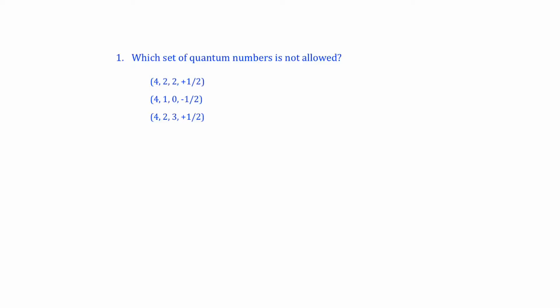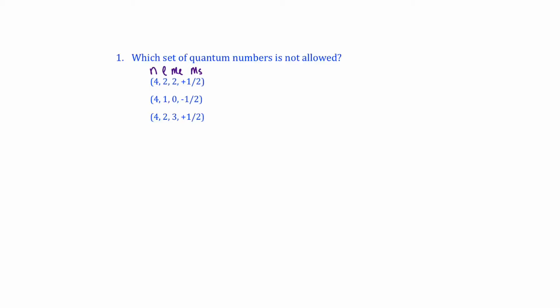Hopefully you took a minute to go through that and identify whether any of these were not allowed. So let's just go through these step by step. Remember the ordering here. These represent your n, your l, your m sub l, and your m sub s quantum numbers. That's the order we're representing those, and it's always going to be that order. So we have our first set of 4, 2, 2, plus 1/2.